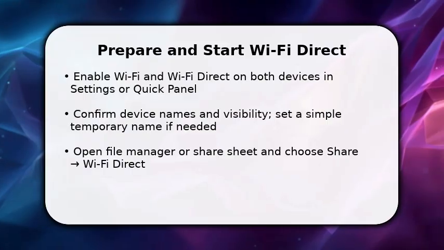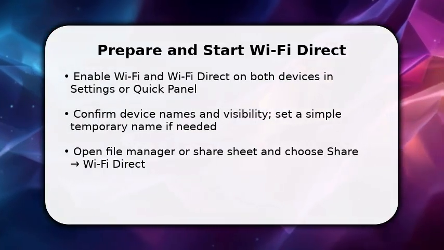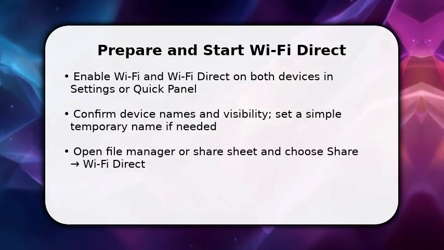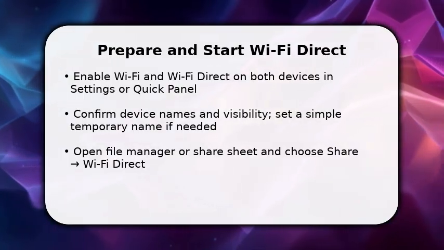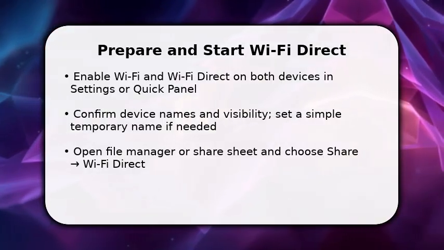You start by turning on Wi-Fi and opening Wi-Fi Direct on both devices. This creates a peer-to-peer radio link without an access point. Once done, make each device visible and confirm their displayed names so you can identify the correct peer.